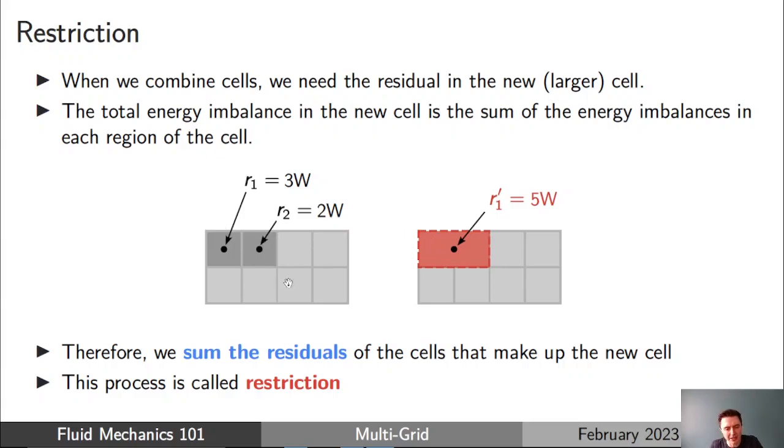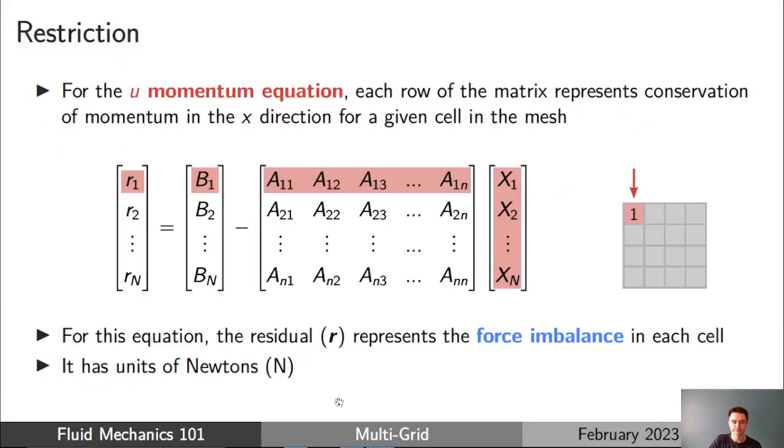So when I combine these 2 cells together, the energy imbalance for the region that's enclosed by the volume is of course going to be the sum of 3 watts and 2 watts, because this region on the left is producing 3 watts more of energy than it's taking in, and the region on the right is taking 2 watts more than it's giving out. And the cell represents the contents, the energy that's contained within it. So that means for the residuals, we need to sum the residuals together when we agglomerate those cells together. And this process is called restriction.